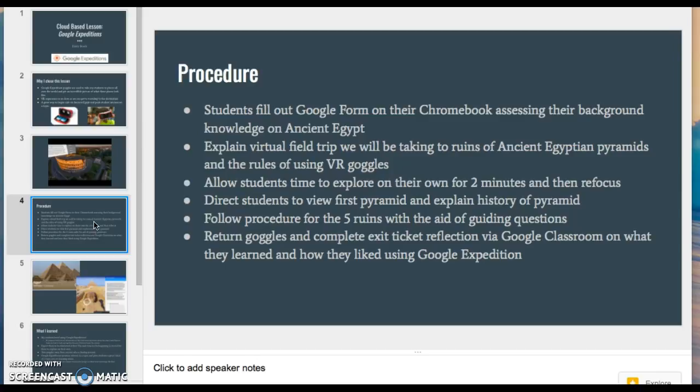I do have to say, because it was the first time we used the VR goggles, that it did take a bit longer. It ran into the other period, whereas I think that going forward, doing it again and not having to spend so much prep time on using the Google Expedition, it will definitely go quicker.